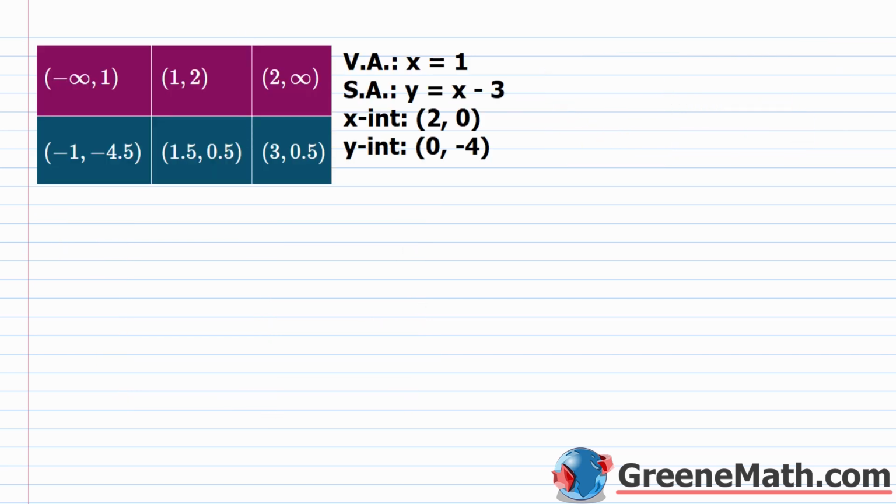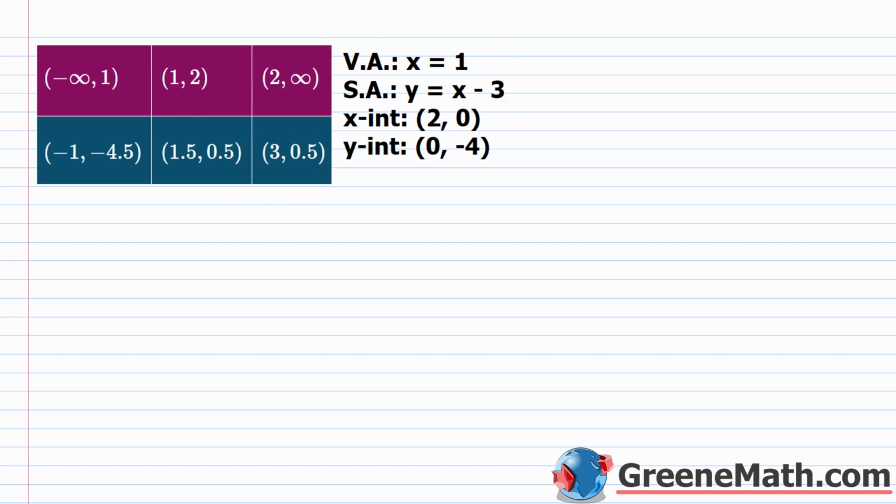So let me write everything out for you. We have a vertical asymptote, which is x equals 1. We have a slant asymptote, which is y equals x minus 3. We have an x-intercept, which is (2, 0). We're going to touch and turn around there. And then we have a y-intercept, which is (0, negative 4). I have split the number line up into some intervals. Again, anything less than 1, between 1 and 2, and then anything greater than 2. And I have some points. So (negative 1, negative 4.5), (1.5, 0.5), and then (3, 0.5). So I'm going to plot these in a moment.